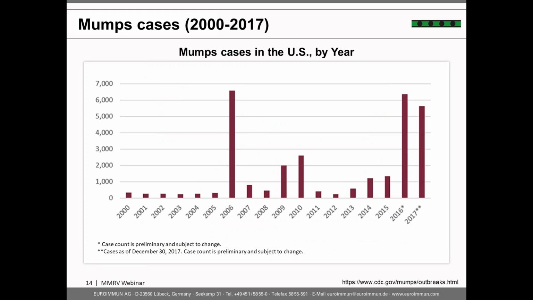Looking at the most recent data put out by CDC, we can see something that might be a little bit disturbing in a way, because in 2016, 2017, we saw again a dramatic increase in numbers, close to the 6,000 reported cases on an annual basis, which pretty much is what we saw in 2006. So currently there seems to be an increase again in cases of mumps for the United States on an annual basis.